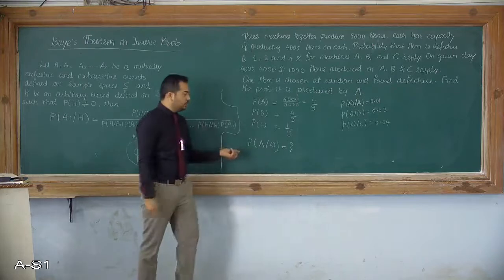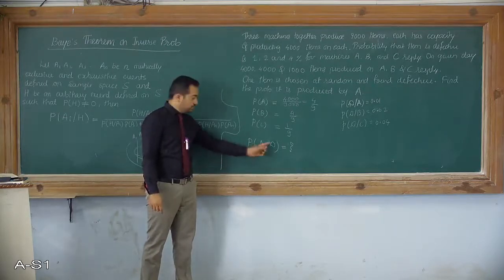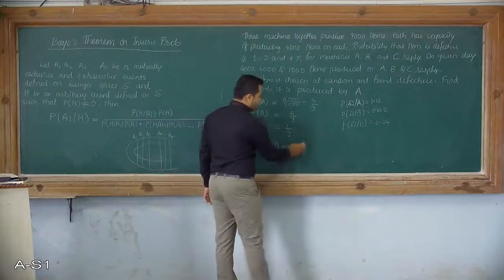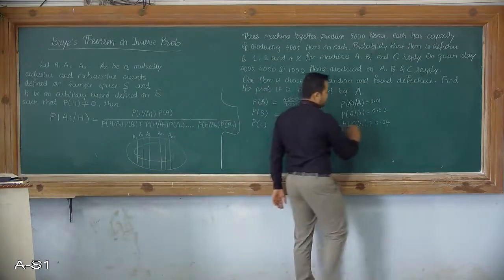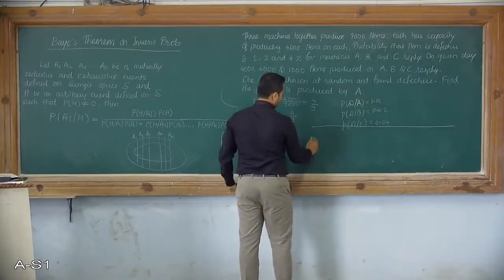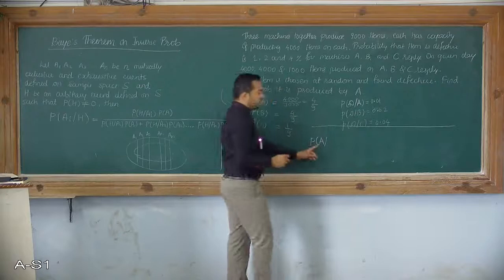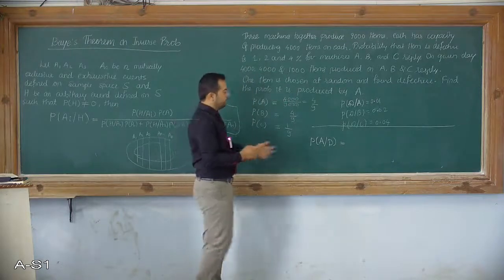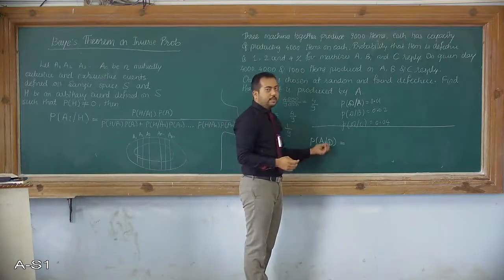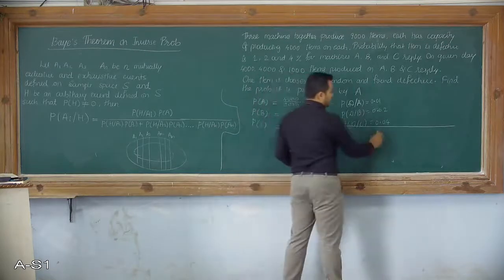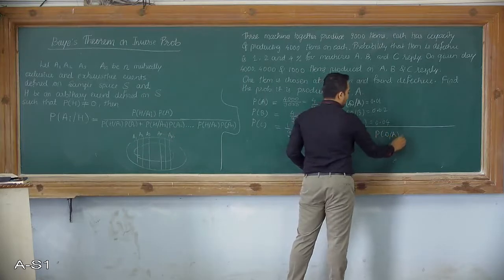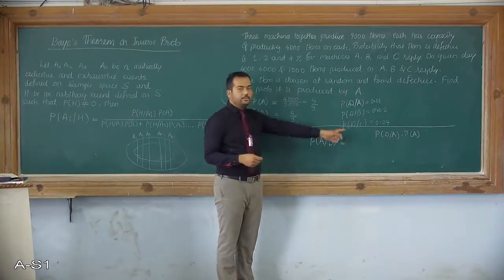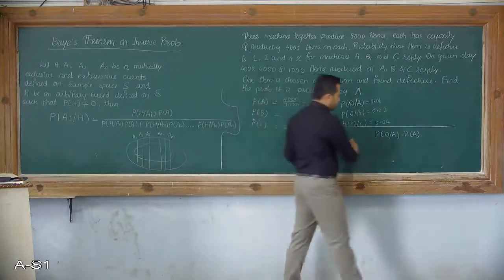So now what we need to find out is the probability that an item which is defective was produced on A. Now by using this theorem, how will you expand this? How will you write the probability that the item is produced on A and it is defective? We have to just reverse this. We take the probability of a defective item produced on A, into the probability that the item is produced on A. This will be the numerator.